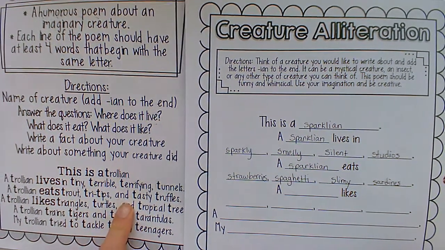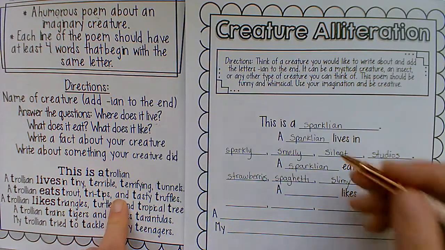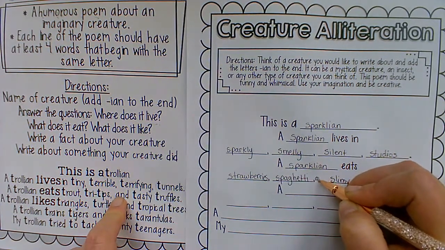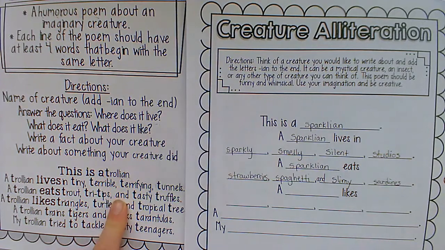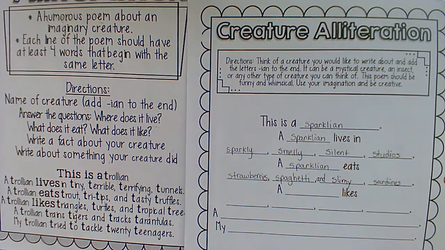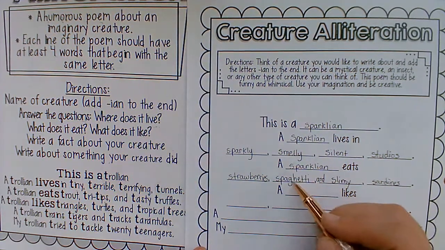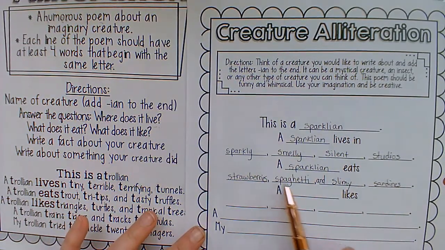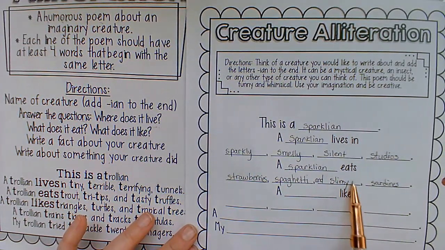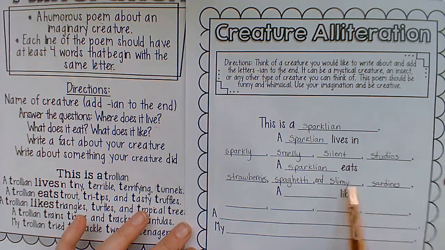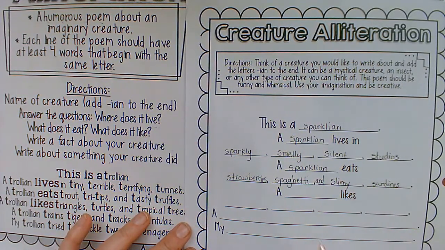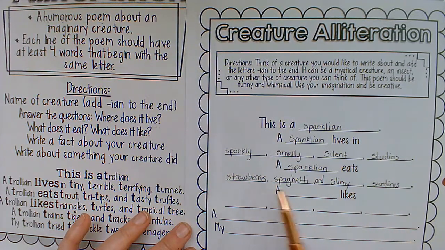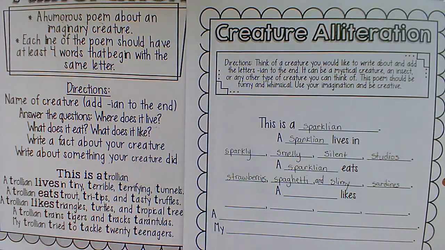Okay, now I noticed in the example they've got the word "and" here, so I'm actually going to stick that right in here. I think that sounds better. A Sparklian eats strawberries, spaghetti, and slimy sardines. Okay, now you are going to pause the video again and come up with your foods, and don't forget to see if you can come up with another adjective to describe your last food. So altogether you'll have 3 foods. These go together. Pause the video, but don't forget to come back.